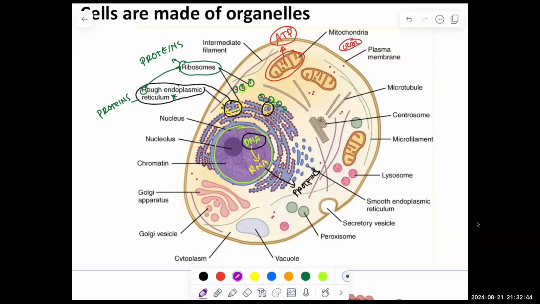This is very different than the smooth endoplasmic reticulum. Again, don't call it the SER. It is the smooth endoplasmic reticulum. These don't make proteins. These make something else. What do they make? Lipids. Things like steroids, hormones, etc.